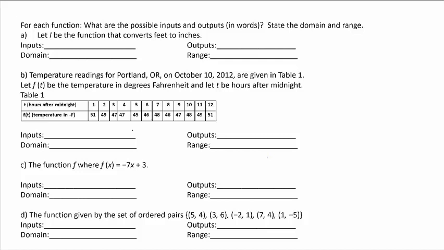All right. So for the first function, we've got a verbal description. Let I be the function that converts feet to inches. Now, in this function, if we're converting feet to inches, that means we're starting with feet, right? And the output of the function would then be inches. So if we're starting with the feet, that is our input, yes? And then our output would be inches.